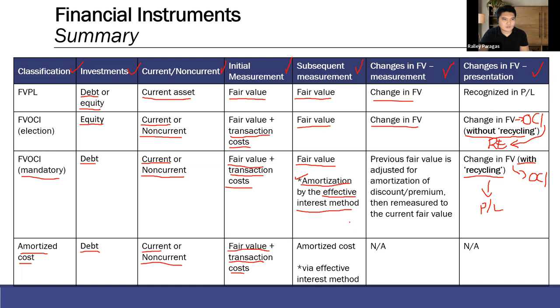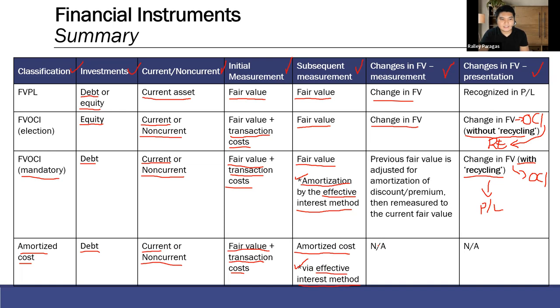Okay. Subsequently, kapag amortized cost ka, i-measure mo yan at amortized cost. Again, footnote via the effective interest method. Okay? Via the effective interest method. That is a requirement of the standard. So if you can remember, yung effective interest method mo, that involves, okay, amortizing your premiums and discounts.